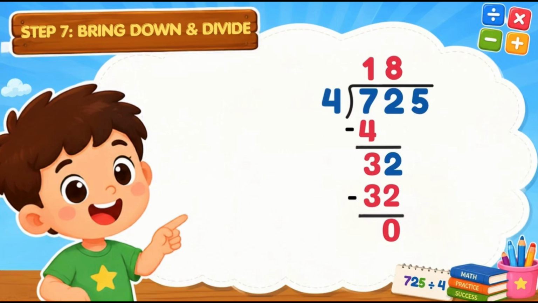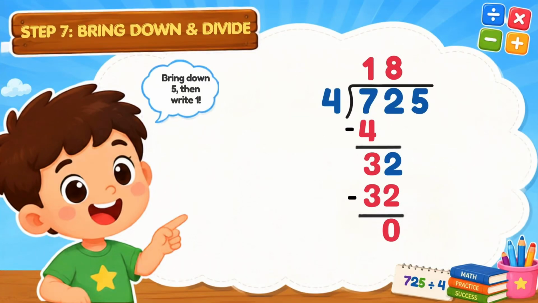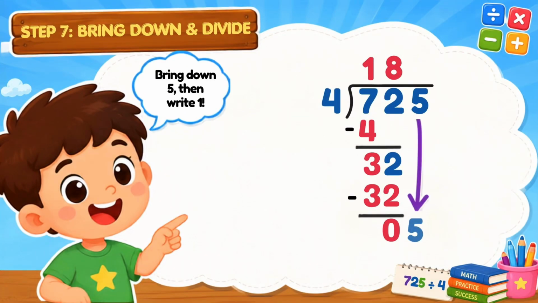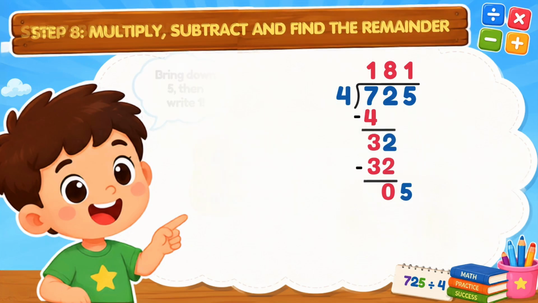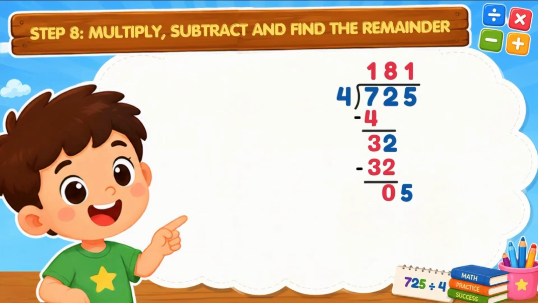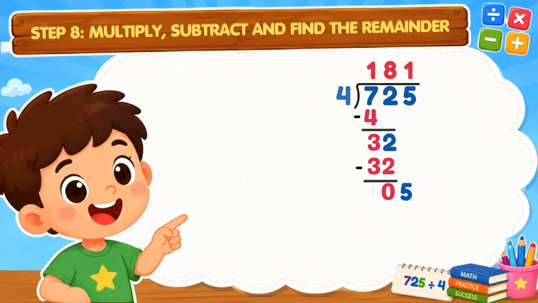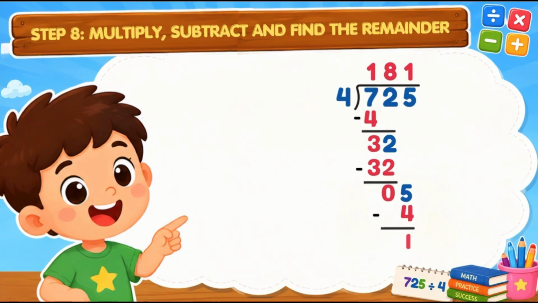Bring down and divide again. Bring down 5. Then divide 5 by 4, which equals 1. Write 1 on the top. 4 goes into 5 one time. Multiply, subtract, and find the remainder. 1 times 4 equals 4. Write 4 under the 5. Subtract. 5 minus 4 equals 1.